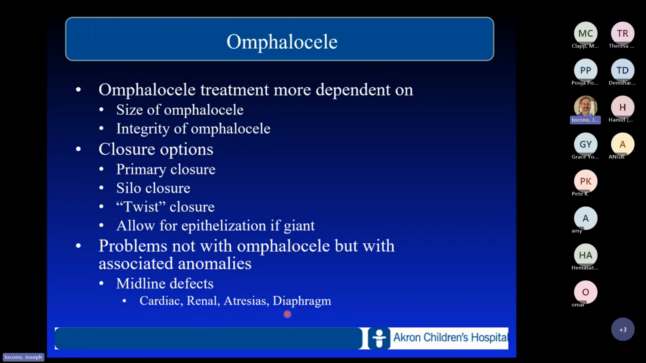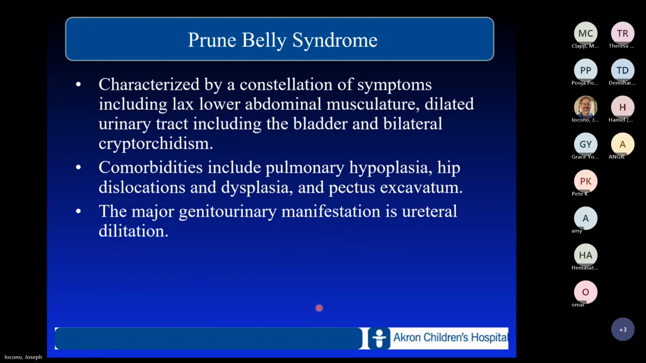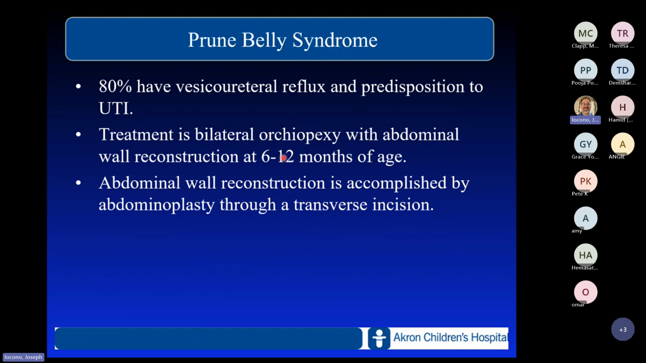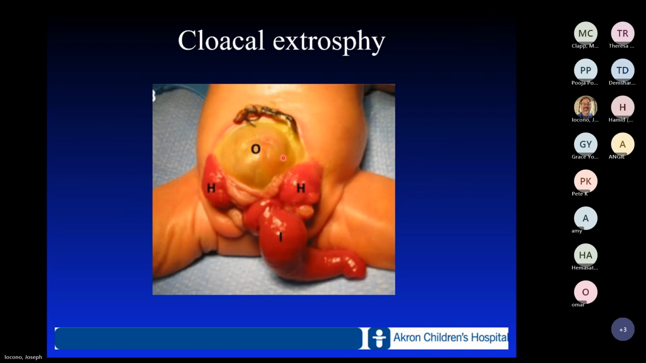Think of midline defects. So again, the midline defects are there. Prune belly syndrome is lax abdominal wall musculature in the lower abdomen, dilated urinary tract or bladder, and bilateral undescended testicles. Major GU issue is ureteral dilatation and blockage. Reflux is bad, and abdominal wall reconstruction is usually done through an abdominoplasty. You tighten up, you do like a big ventral hernia repair.